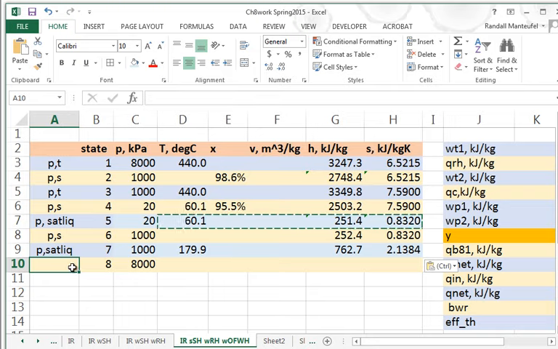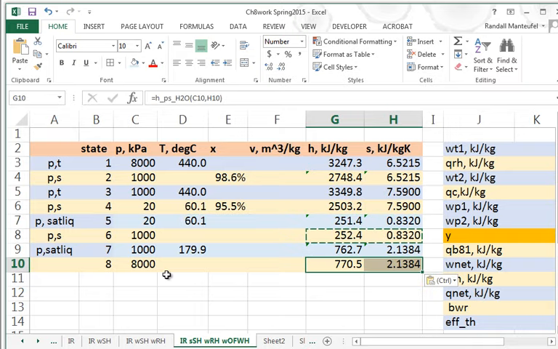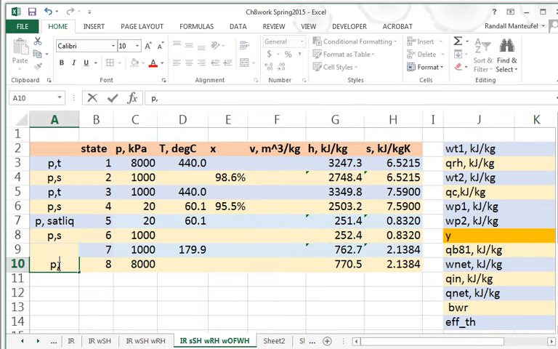Okay, the last state, state 8, after the pump. Well, that's just like state 6 was after the pump. So I'm just going to copy those. And it's pressure and entropy that fix state 8. Okay. That all makes sense. I didn't fill in the whole table, but in the interest of time.